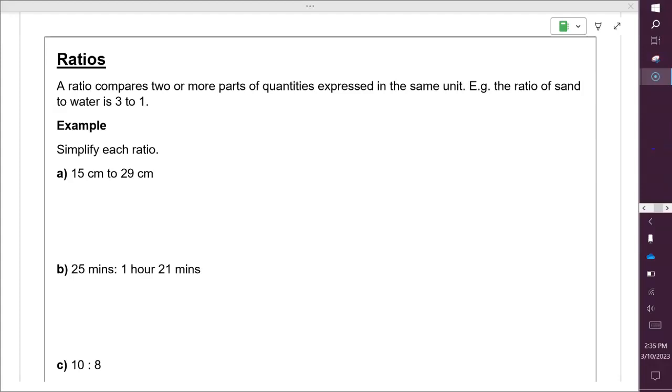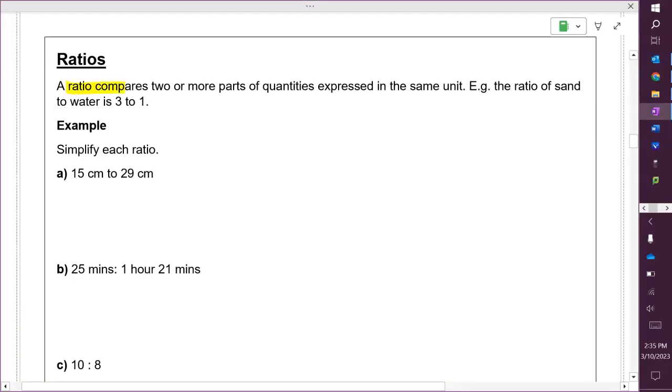This lesson we're looking at ratios. A ratio compares two or more parts or quantities expressed in the same unit. So the ratio of sand to water is 3:1. By the same unit, it means they both need to be in centimetres, or both in metres, kilometres, whatever it might be.